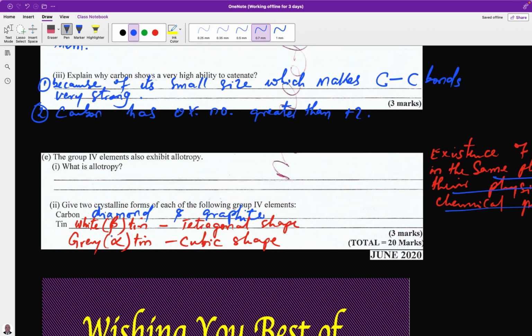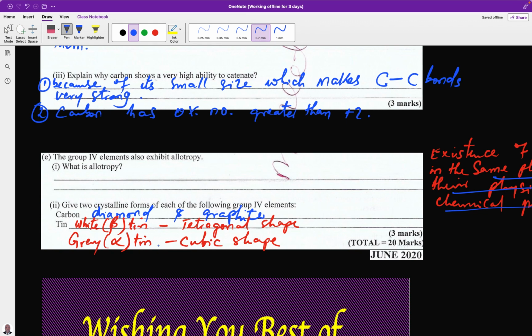So there is white tin, or what we call beta tin. That is one of the crystalline forms of tin. Another crystalline form of tin is gray or alpha tin. So there is beta tin and there is alpha tin. You can say there is white tin and there is gray tin. So these are the crystalline forms of tin.